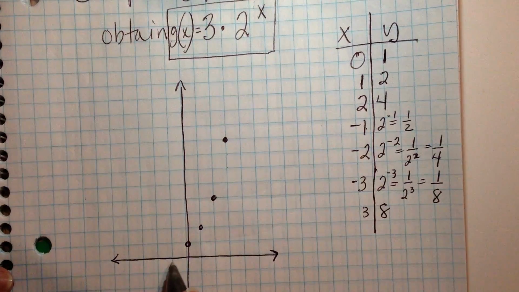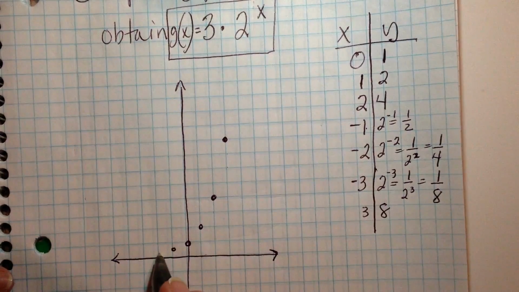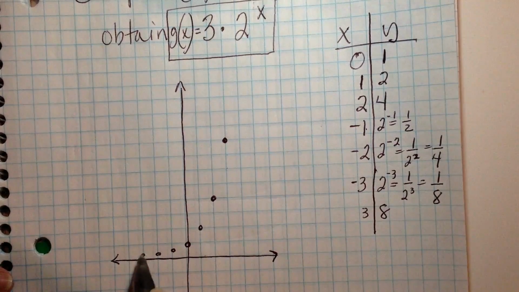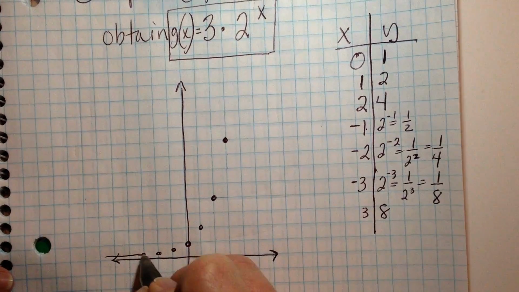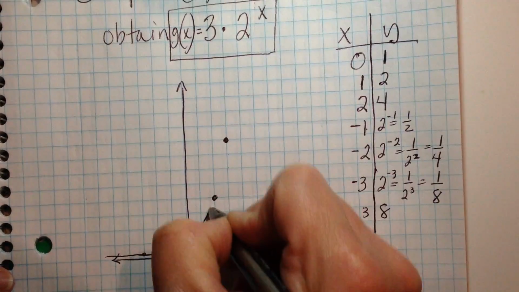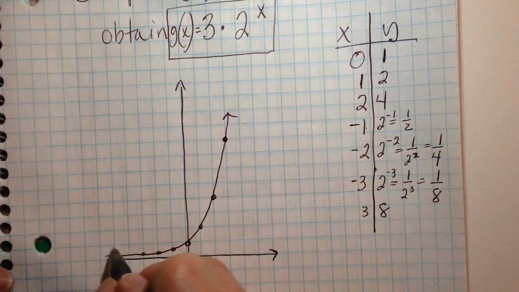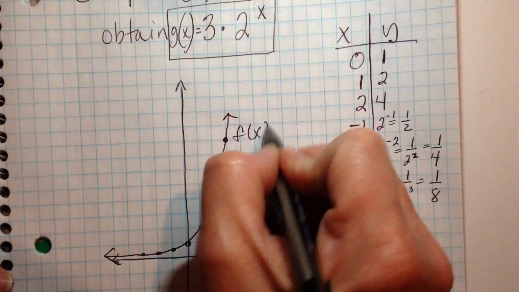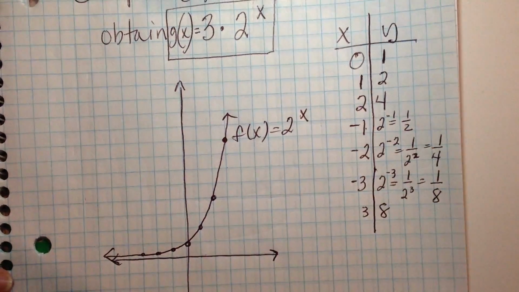So plugging in negative 1, I'm at a half. Negative 2, I'm at a fourth. Negative 3, I'm at an eighth. So here is that graph that we've been looking at and using as our parent graph. So this is f of x equals 2 to the x.